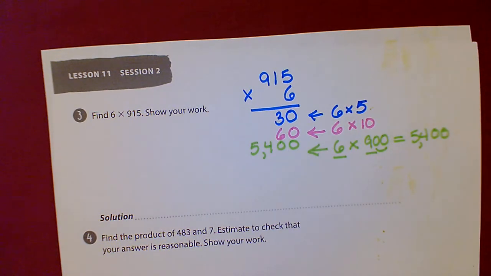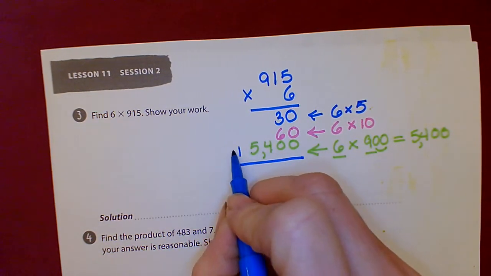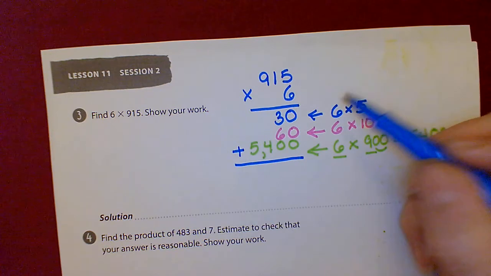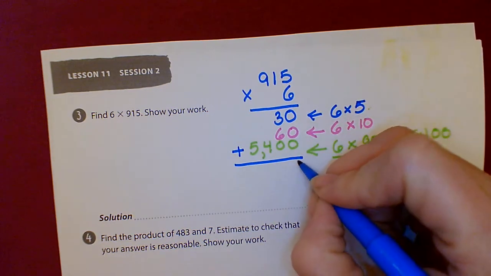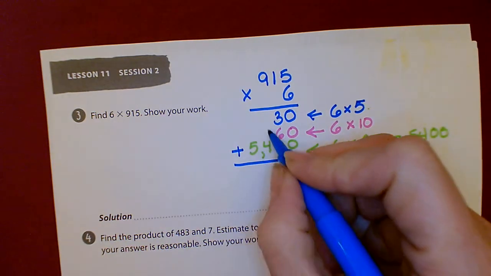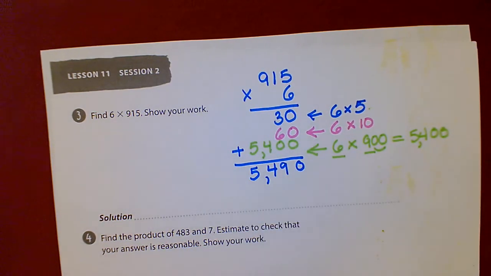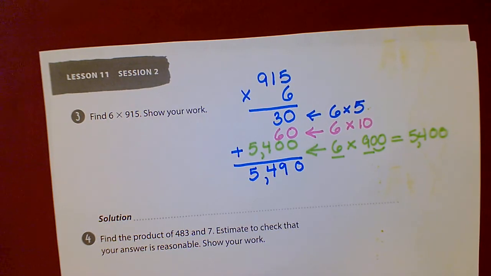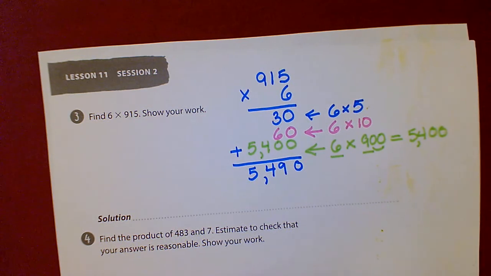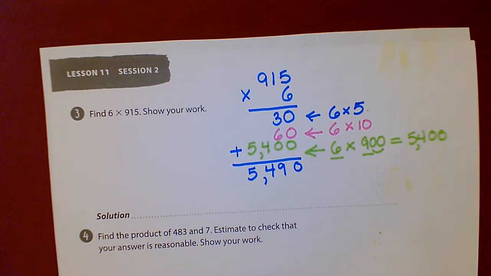All right, and now I can finish adding. So now we add it all together. And 0 plus 0 plus 0 is 0. 3 plus 6 is 9. 4 plus nothing is 4. And 5 plus nothing is 5. And so that's my answer. The product of 6 and 915 is 5,490.